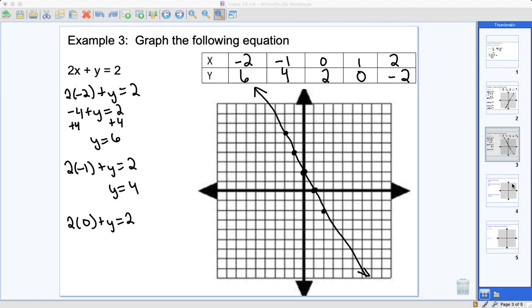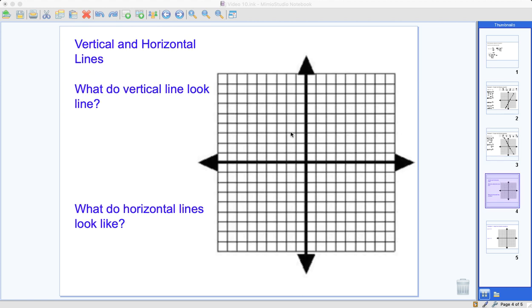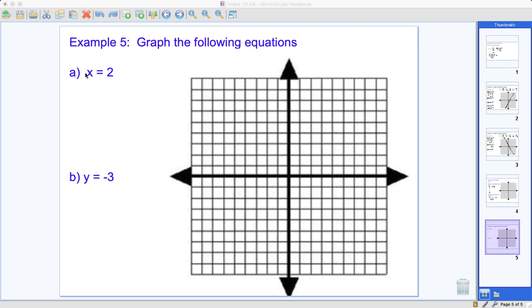Okay, last thing we're going to talk about is vertical and horizontal lines. Okay, so vertical lines, we've talked about the vertical line test. So vertical lines go up and down. Okay, when you look at an equation and you're going to graph a vertical line, it's x equals a number. Okay, and we'll talk about why that is in just a second. Horizontal then, go left and right, and it's y equals a number. Okay. So, on the next slide, we're going to do x equals 2.